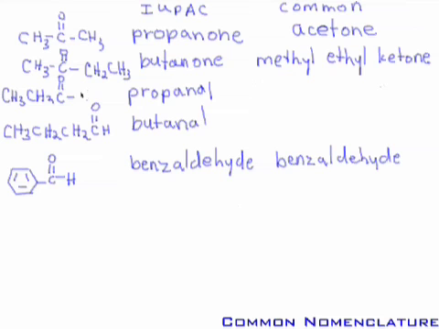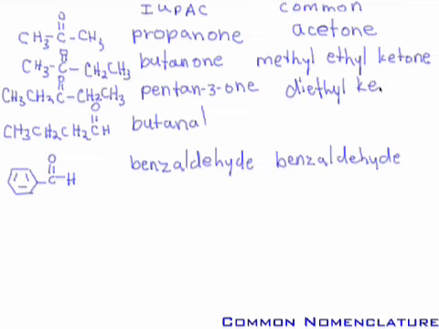If you have two identical groups, such as 3-pentanone, or pentan-3-one, you simply say diethyl ketone. So it looks like you name the alkyl groups and you use two words.